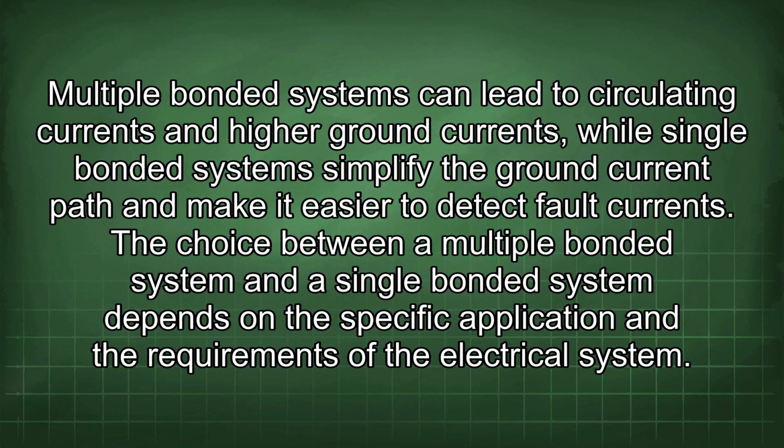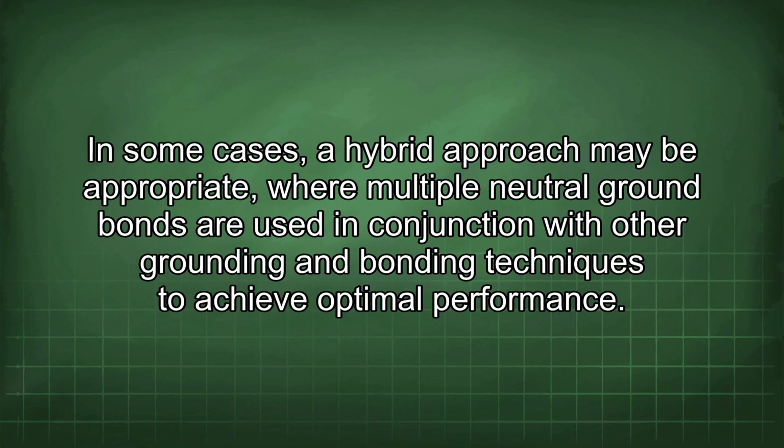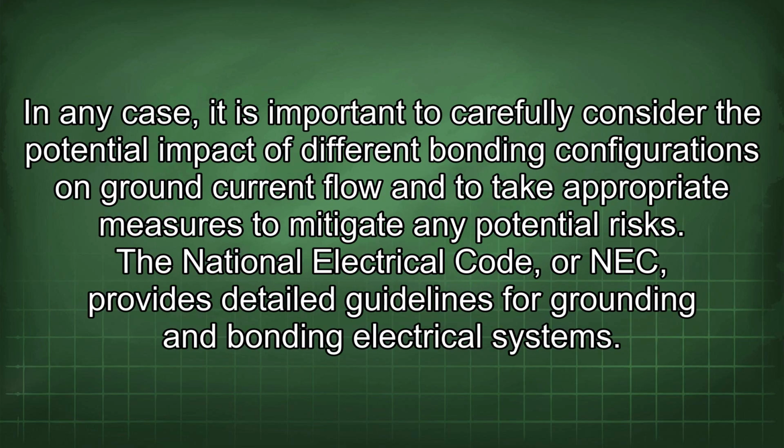The choice between a multiple bonded system and a single bonded system depends on the specific application and the requirements of the electrical system. In some cases, a hybrid approach may be appropriate, where multiple neutral ground bonds are used in conjunction with other grounding and bonding techniques to achieve optimal performance. In any case, it is important to carefully consider the potential impact of different bonding configurations on ground current flow and to take appropriate measures to mitigate any potential risks.